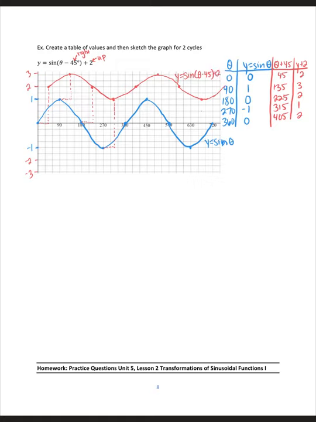Or you could put it in a table of values. I could take all my thetas and add 45 to them to get my new theta values, and I could take all my y values and add 2 to them to get all my new y values, and then plot those points. Either way will work in order to transform the function when we're dealing with vertical shifts and horizontal shifts.